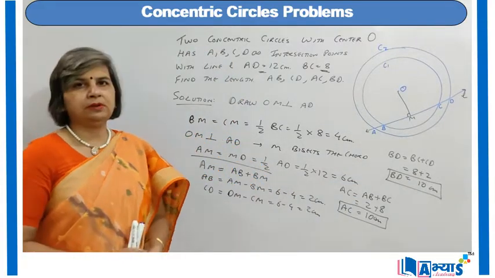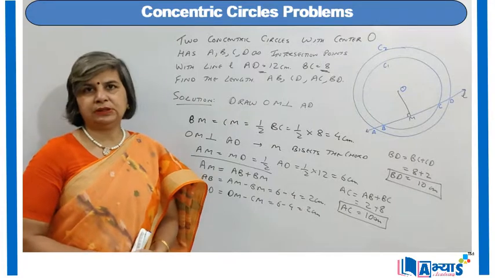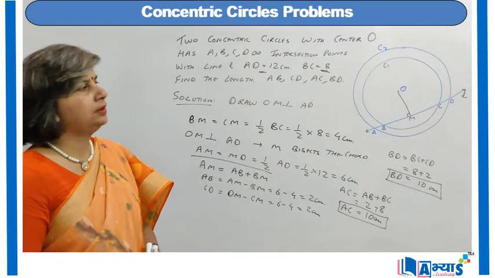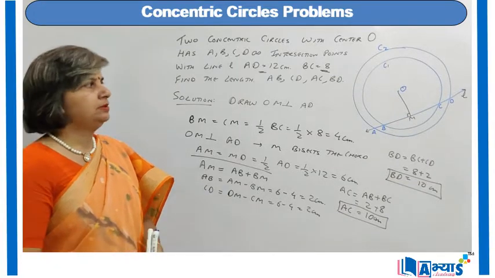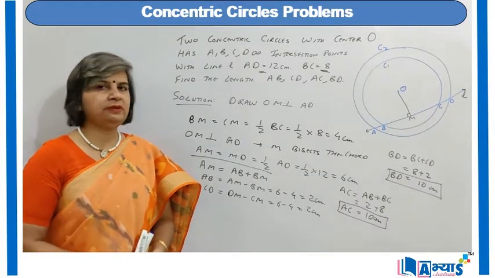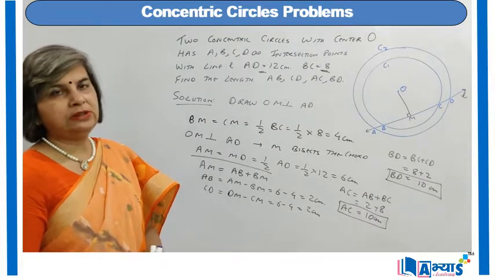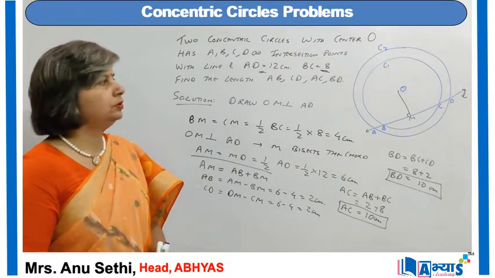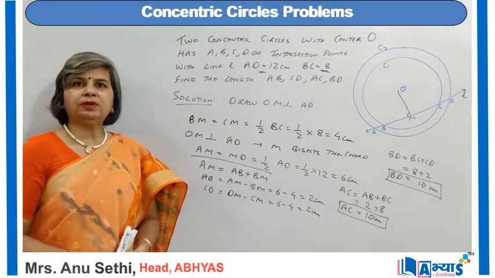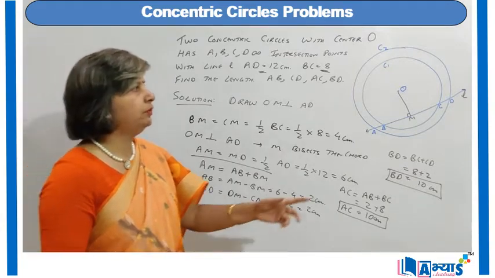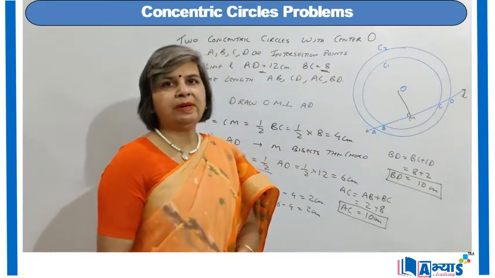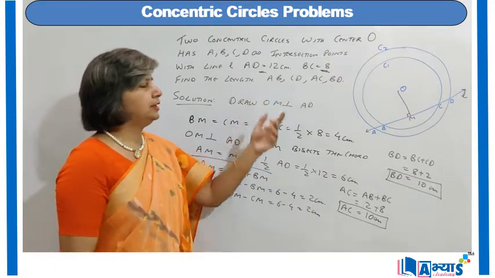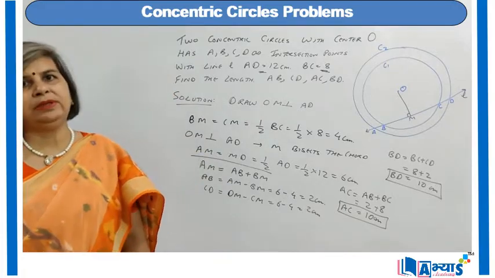So the concept is now clear that concentric circles have the common center point. As the center point was common and the chords lie on the same line, that means the chord BC of circle C1 and the chord AD of circle C2 lie on the same line L. So OM is perpendicular to both the chords, and we know that the perpendicular bisects the chord. So we use that concept, and we have found the values that we were supposed to find in the question, that is AB, CD, AC and BD.